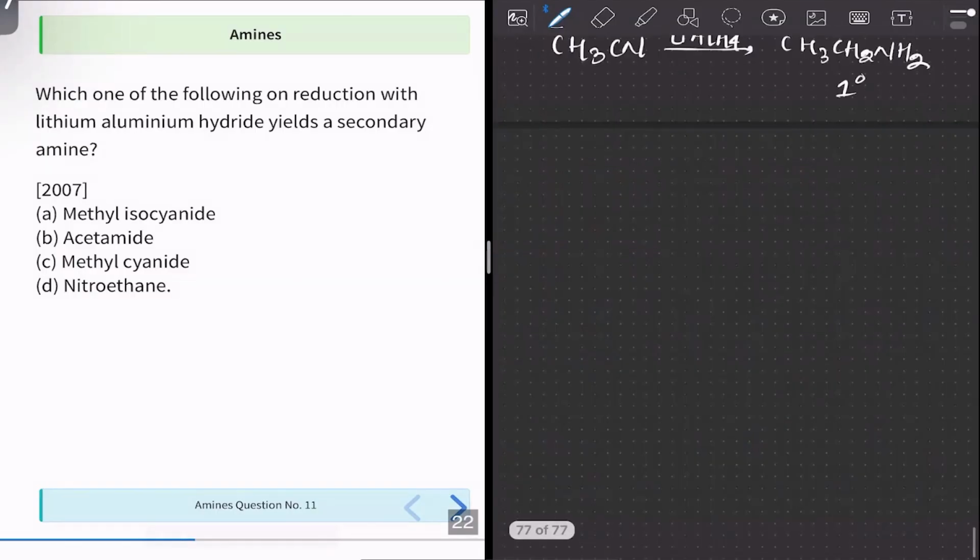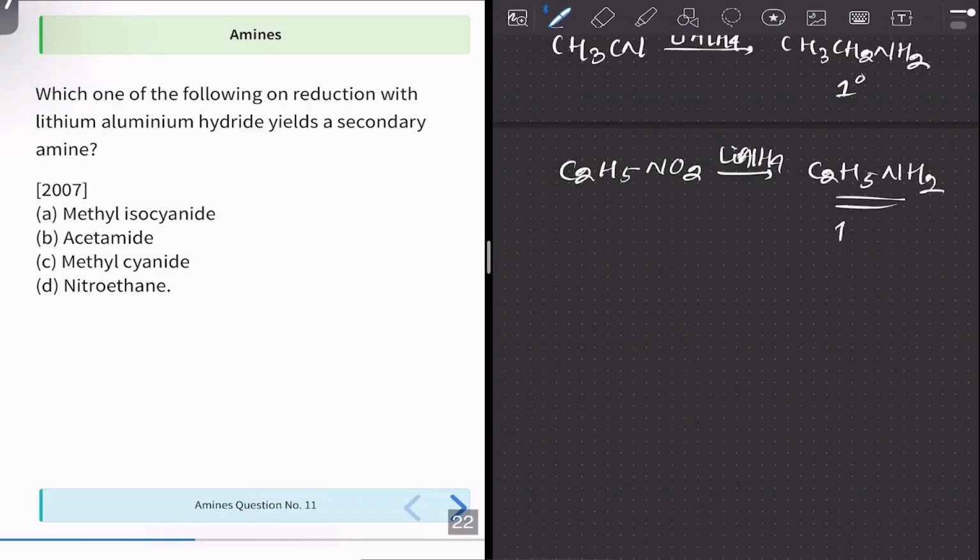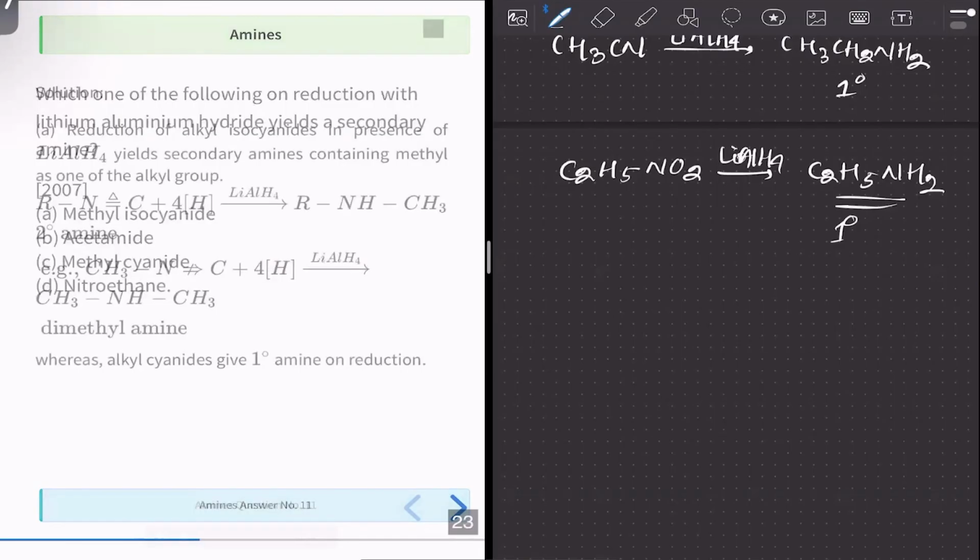Nitroethane, C2H5NO2. It will also produce a primary amine, that is C2H5NH2. Okay. So all the other options are giving primary amine, whereas option A, that is methyl isocyanate, will give a secondary amine. Okay, got it. So let's move to question number 12.